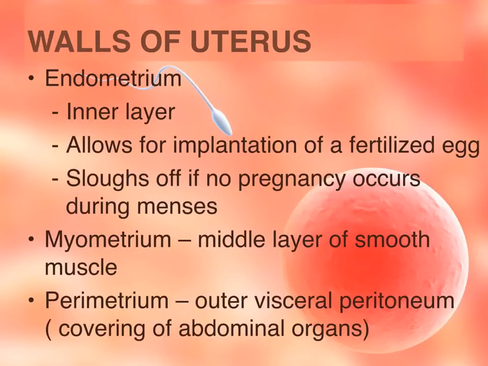There are 3 layers to the wall of the uterus. The endometrium is the most inner layer. It is the one that the fertilized egg will implant in, and also it is the layer that is shed when there is no pregnancy and when there is menstruation. The myometrium is the muscular layer, which is very evident during labor, when the contraction is of the myometrial muscle layer. The perimetrium is the outer visceral layer, the same covering that covers the abdominal organs.